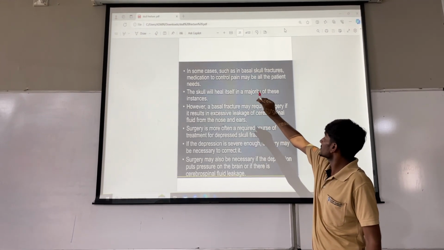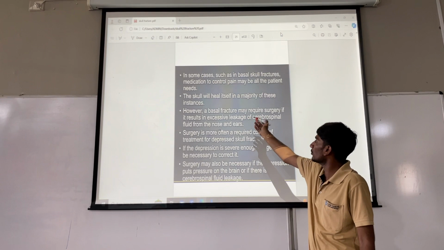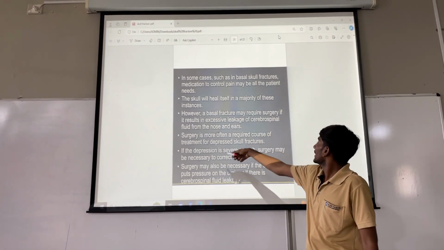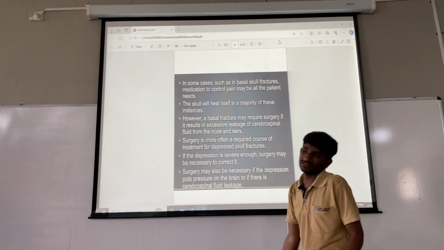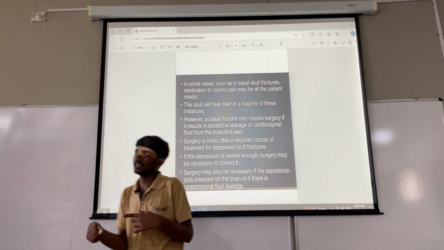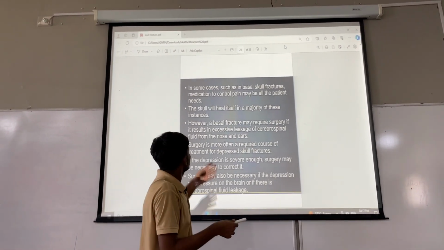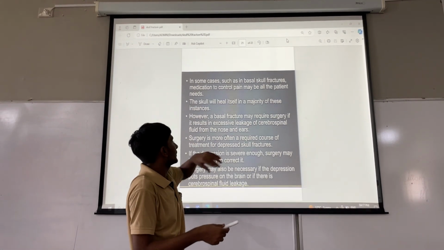In some cases of basal fracture, medication to control pain may be used, like a painkiller or non-steroidal anti-inflammatory drug. For a depressed fracture, surgery may be necessary. We do surgical intervention like cranioplasty and craniectomy in such cases. And then prevention.